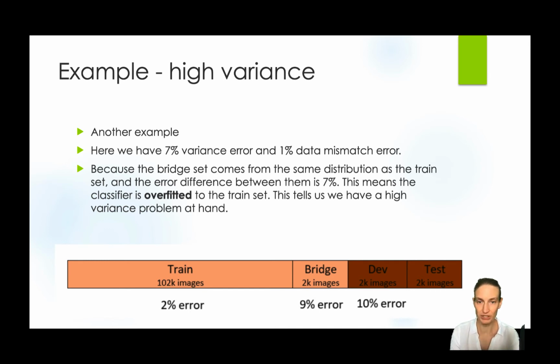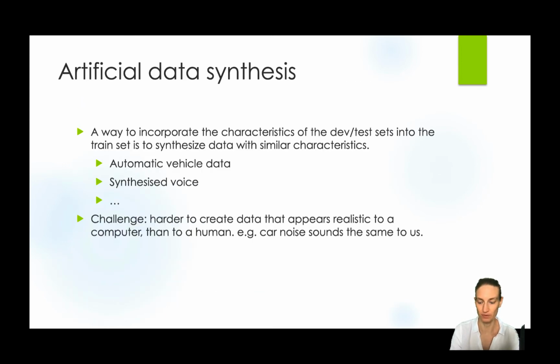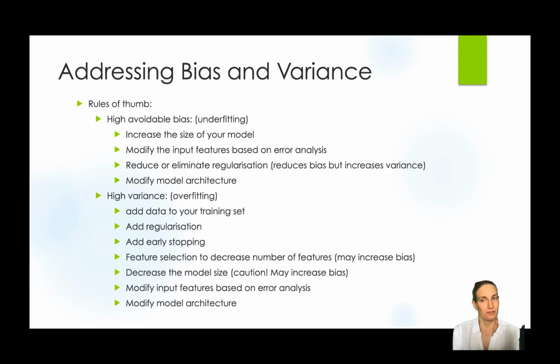Now, how do we address all these errors? Here's a few rules of thumb. We can avoid underfitting by increasing the size of the model. In the case of neural networks, it means adding more layers, adding more nodes. We could modify the input features based on our error analysis. We'll talk about this a little bit later. We could reduce or eliminate regularization. We'll talk about regularization in a second as well. Or we could simply modify the model architecture, use a different type of model.